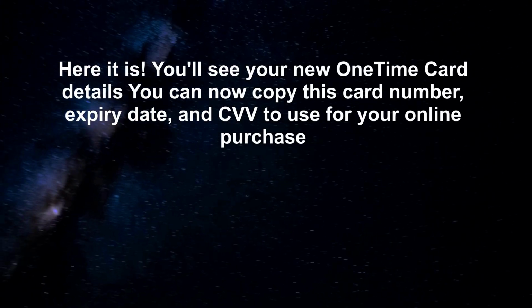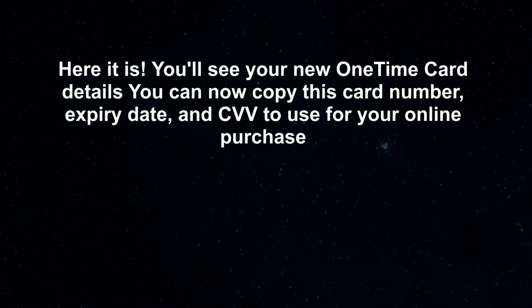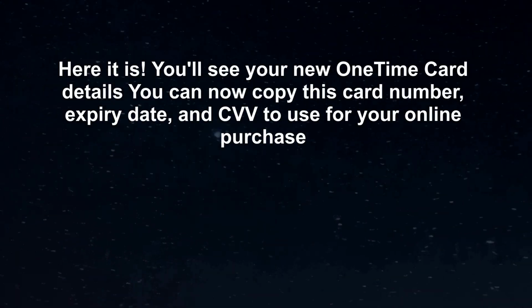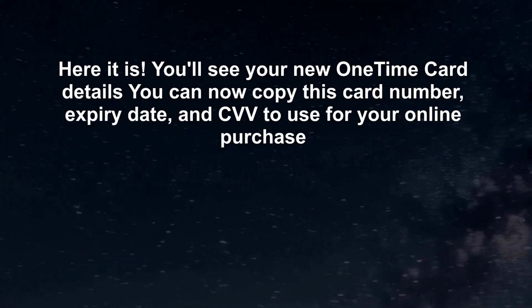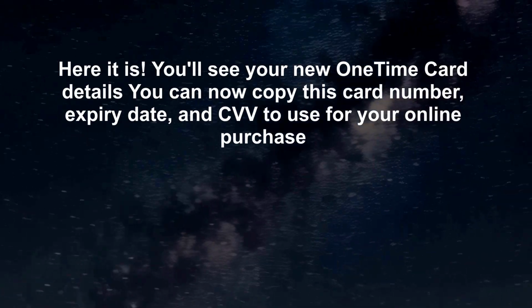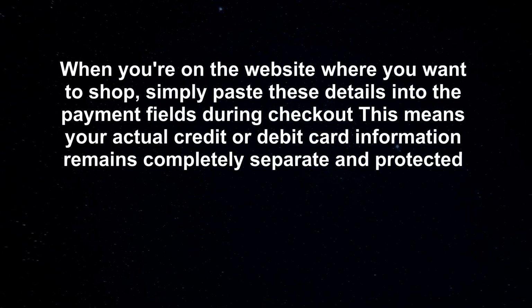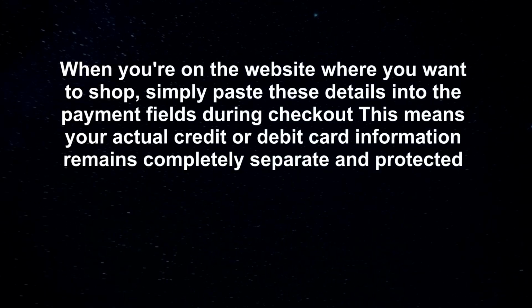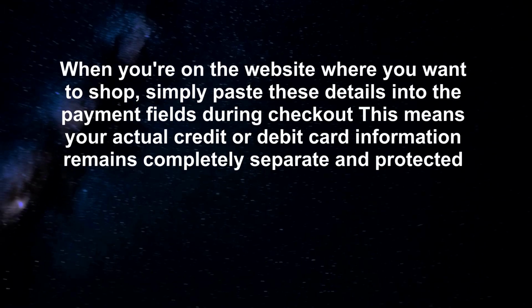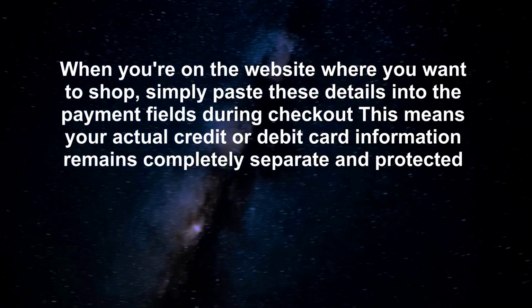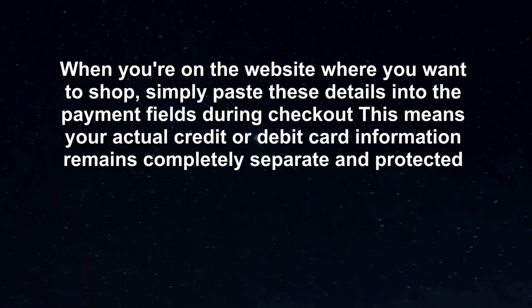Here it is. You'll see your new one-time card details. You can now copy this card number, expiry date, and CVV to use for your online purchase. When you're on the website where you want to shop, simply paste these details into the payment fields during checkout. This means your actual credit or debit card information remains completely separate and protected.